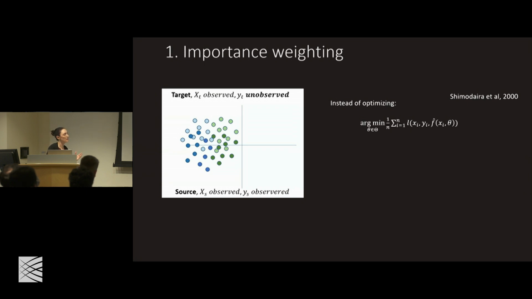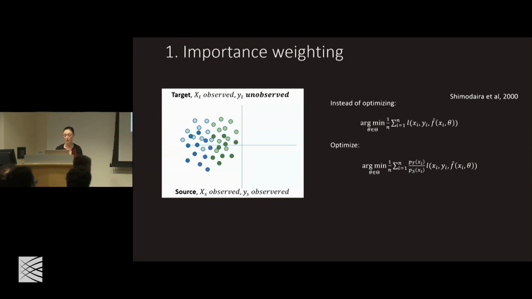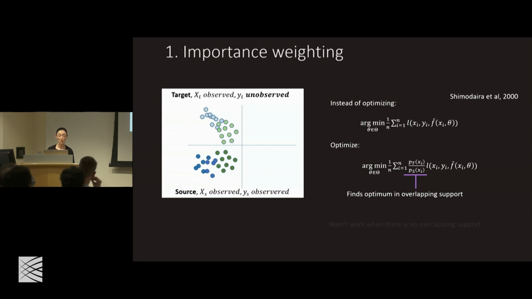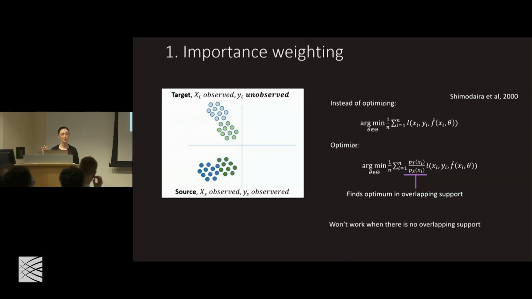So here, instead of optimizing the standard loss term, what Shimodaira et al. propose is optimizing a weighted loss. And the weight is based on the overlapping support between the source and target domain. So it's saying that if you build your boundary where your source is overlapping your target, you're going to find a better boundary, is their contention here. Obviously, when you don't have overlapping support, all of these weights go to 0, and you can't do this.